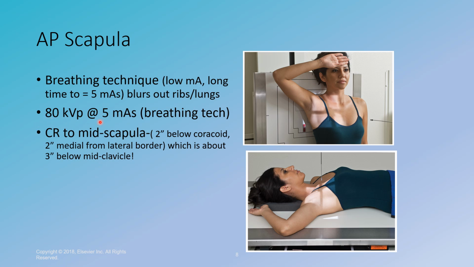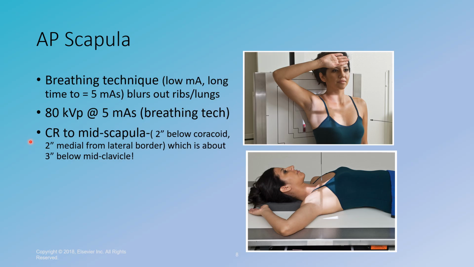We said 80 kVp at 5 mAs using a breathing technique, and that can also be referred to as orthostatic breathing. So low mA, long exposure time to equal 5 mAs, and that would blur out the lungs and the ribs. This is the same technique we talked about using on a transthoracic lateral humerus.